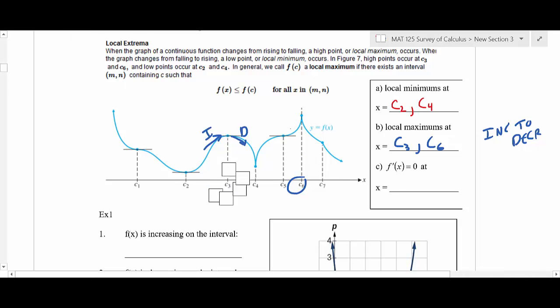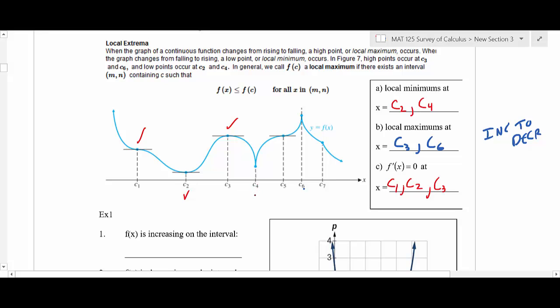Now we need to identify every place on here where the derivative is 0. So you're looking at a place where the tangent line's horizontal. Well, that happens lots of places. It happens there at C1. It happens at C2. It happens at C3. What happens at C4?